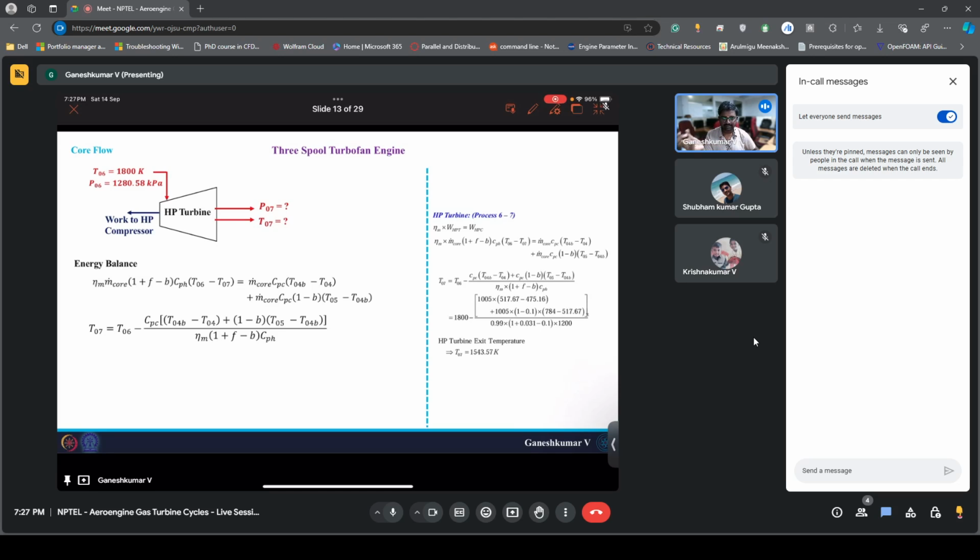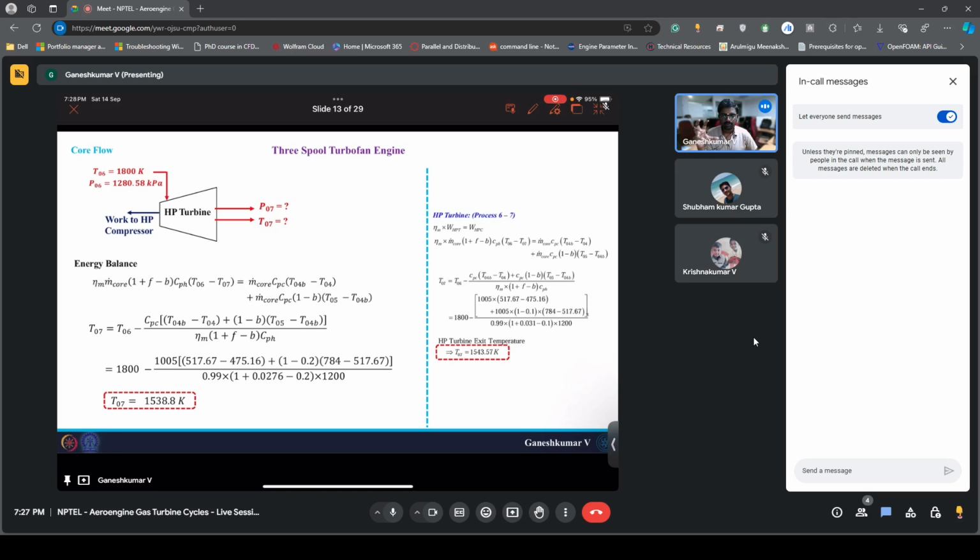If you rearrange this energy balance, you will end up having this relation, which is the same as what we used in the lectures also. The only thing is, again as I said, here the bleed air ratio is 0.1, here it's 0.2. Otherwise the fuel is also reduced because we are heating only a lesser amount of air. All right, so if you substitute these numbers, you will end up having a temperature of 1538.8 Kelvin, which is less than 1543.57 Kelvin.